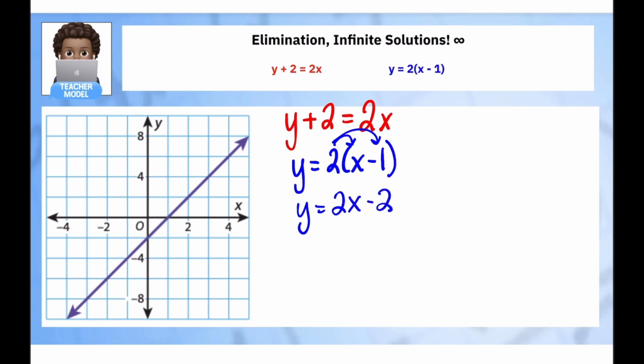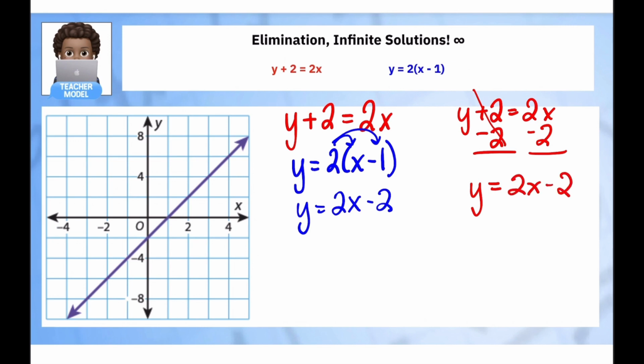Okay, one is in y-intercept form, one is not, so let's put them both into y-intercept form just to make it easier. y plus 2 equals 2x. Let's subtract 2 on both sides. y is equal to 2x minus 2.